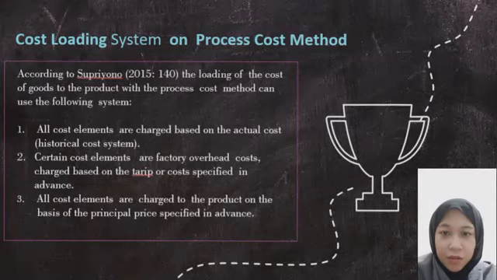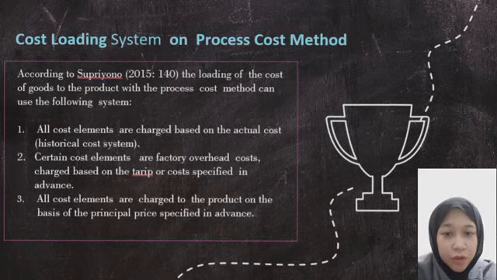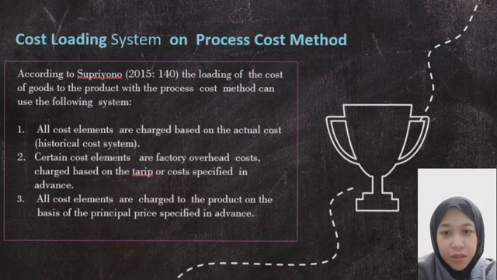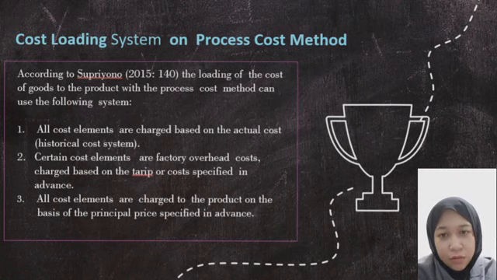Cost loading system in the process cost method. According to Supriyono, the loading of the cost of goods to the product with the process cost method can use the following systems. First, all cost elements are charged based on the actual cost. In this system, the process product is burdened with material costs, labor costs, and factory overhead costs that are actually consumed by the product in question. Second, certain cost elements, namely factory overhead costs, are charged based on a tariff or cost specified in advance. The system can be used if the conditions in the company require the use of factory overhead costs. Third, all cost elements are charged to the product on the basis of the standard price specified in advance.